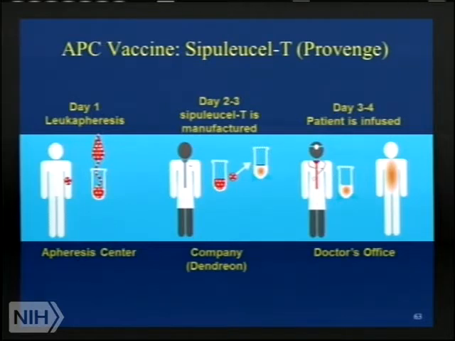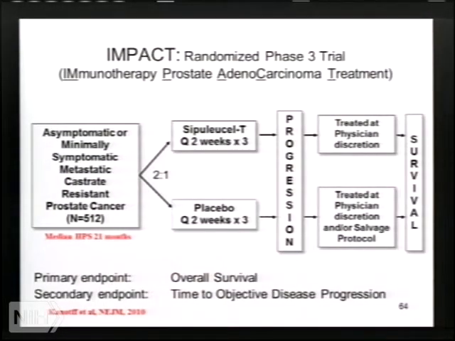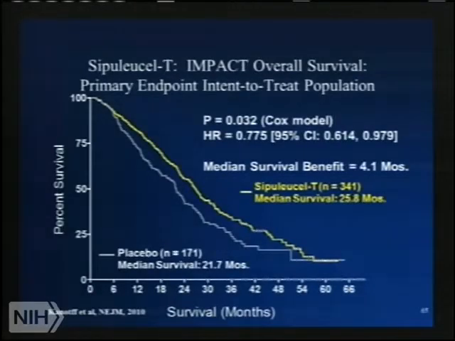So pretty logistically complicated, but there was a large phase 3 study that enrolled patients, and they received either this vaccine or placebo, and the primary endpoint in the study was overall survival. And what you can see is that patients that received the vaccine actually lived longer. There was about a 22% reduction in the risk of death, and the improvement in survival is about 4 months. So based on this, the FDA approved Sipuleucel-T.